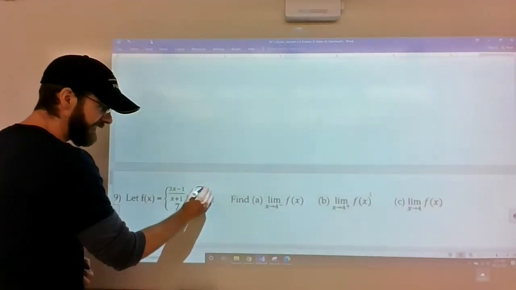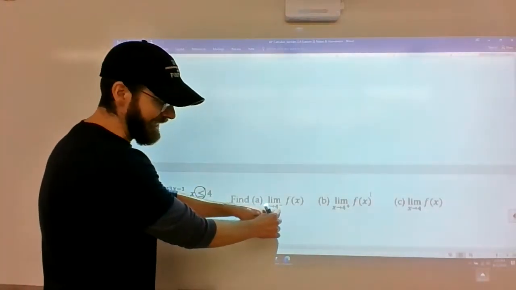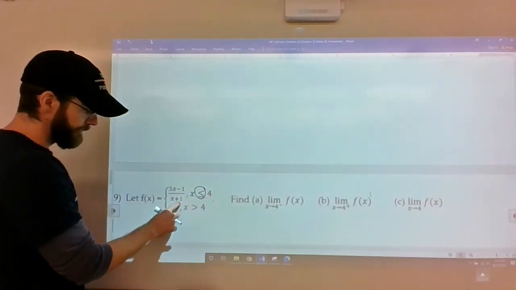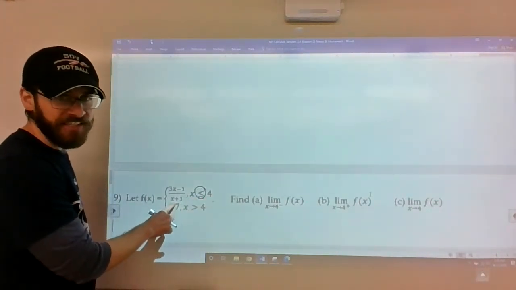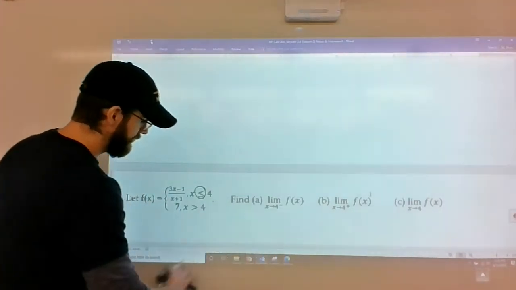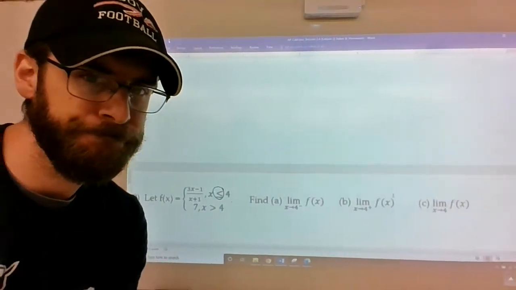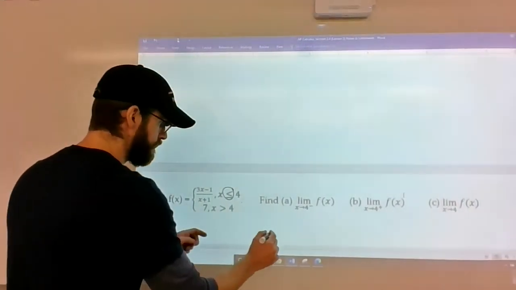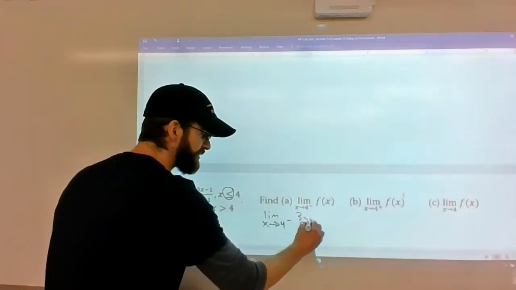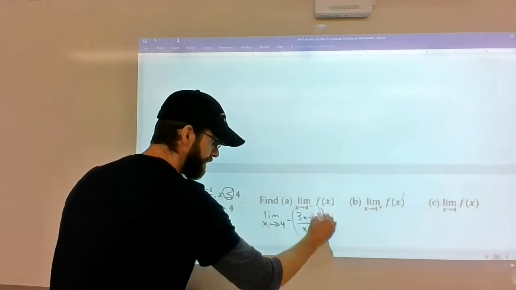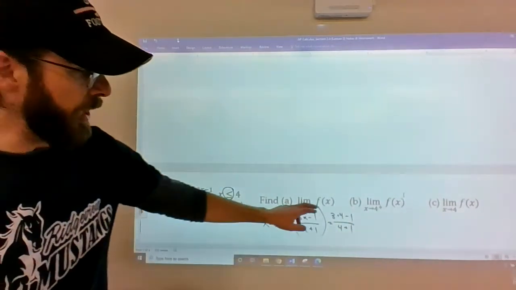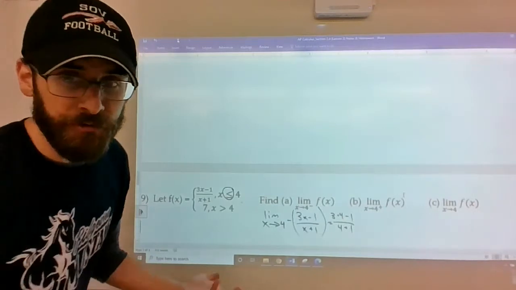The less than informs our limit from the left. Is 4 a domain issue? No, 4 plus 1 is 5 on the denominator. So you can do just a straight plug in here. This is the limit as x approaches 4 from the left of 3x minus 1 over x plus 1, which is 3 times 4 minus 1 over 4 plus 1, which is 12 minus 1, 11 over 5. It's 11 over 5.